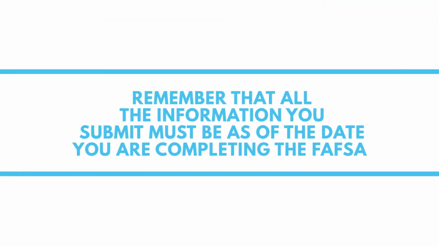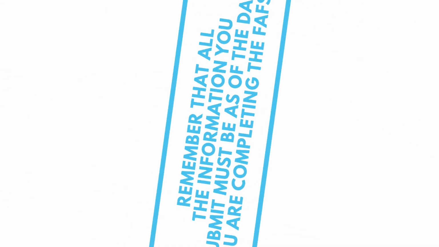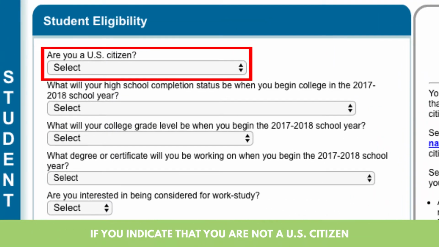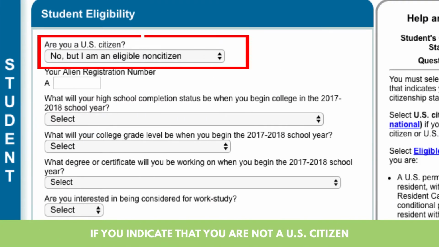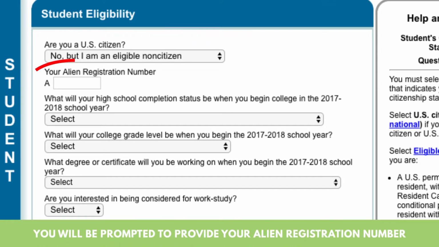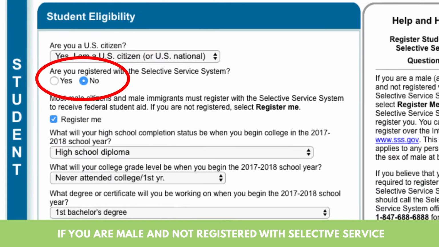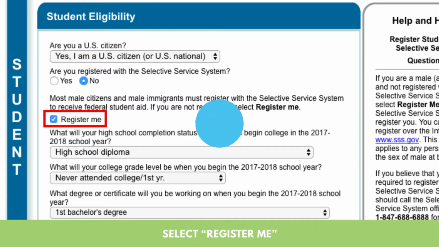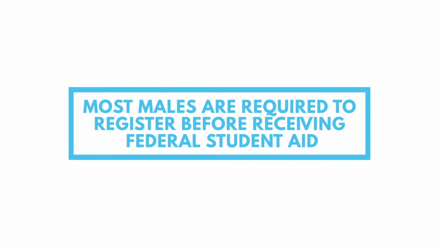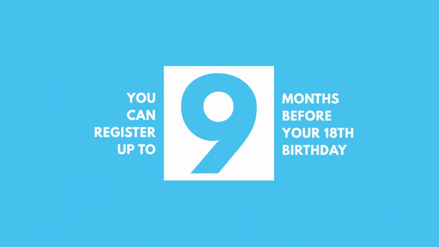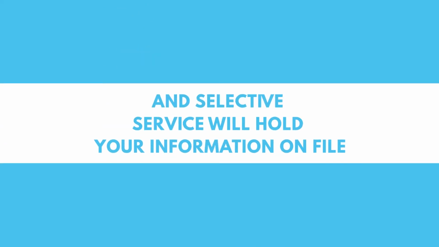Remember that all the information you submit must be as of the date you are completing the FAFSA. Select the option that indicates your current citizenship status. If you indicate that you are not a U.S. citizen, you will be prompted to provide your alien registration number. If you are male and not registered with Selective Service, select Register Me. Most males are required to register before receiving federal student aid. You can register up to 9 months before your 18th birthday, and Selective Service will hold your information on file.